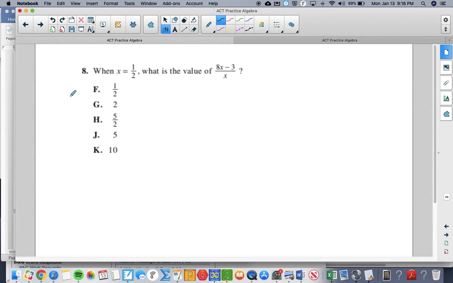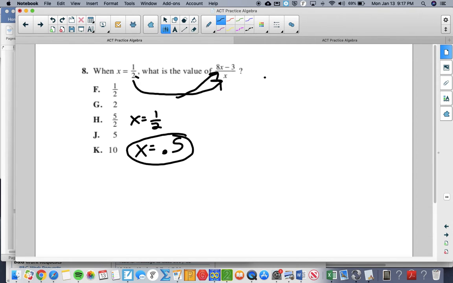Number 8, when x equals 1/2, what is the value of 8x minus 3 divided by x? I already started plugging in 1/2 there and there. This is just a substitution problem, folks. Now, there's a lot going on with that fraction, so maybe you want to call x equaling 1/2 the same as x equaling 0.5. That's the same thing. So maybe you want to plug in 0.5 here.